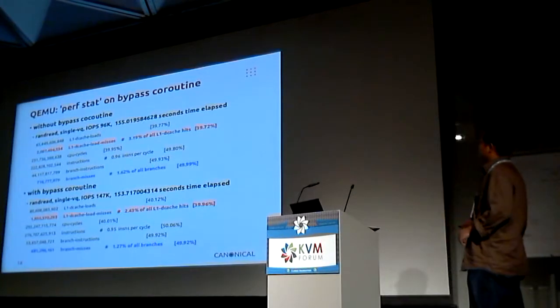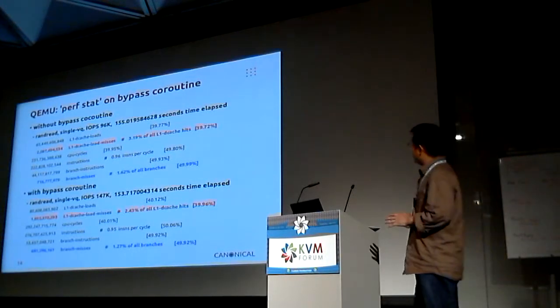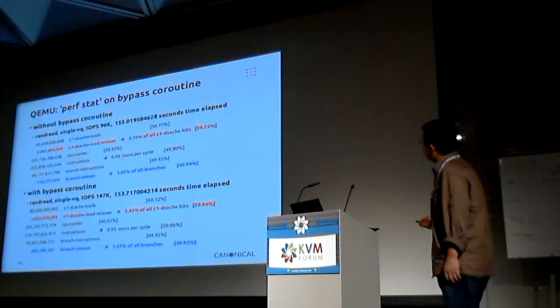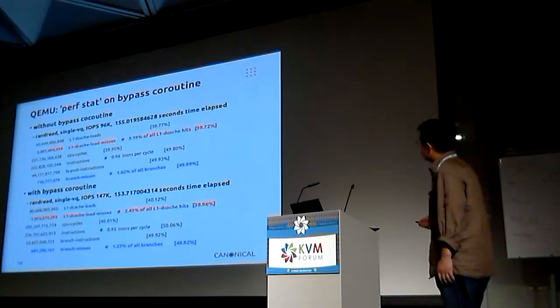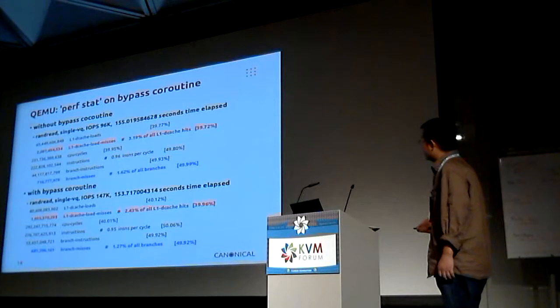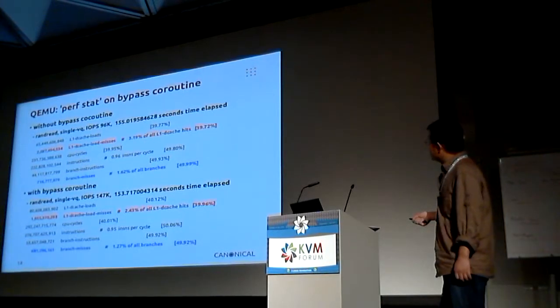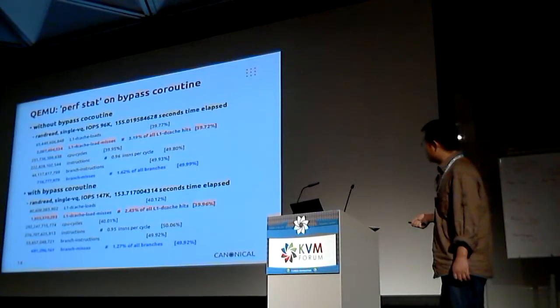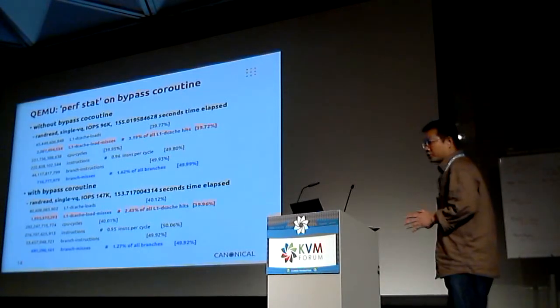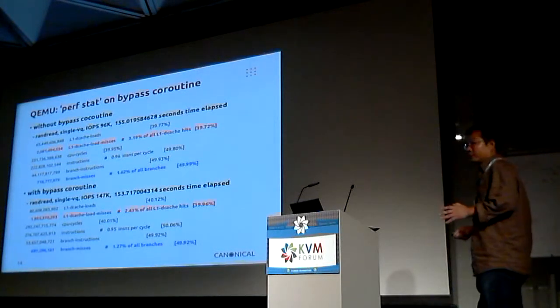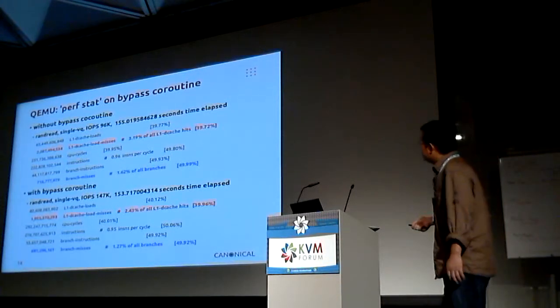I have also done some perf on bypass coroutine. The first perf stat is without bypass coroutine. The second is with bypass coroutine. So we can see both the L1 dcache load misses and the branch misses percentages get decreased after the coroutine is bypassed. Even the absolute count is decreased too.